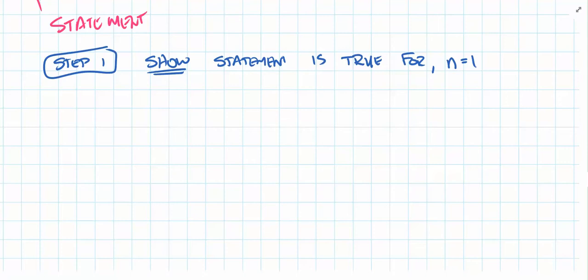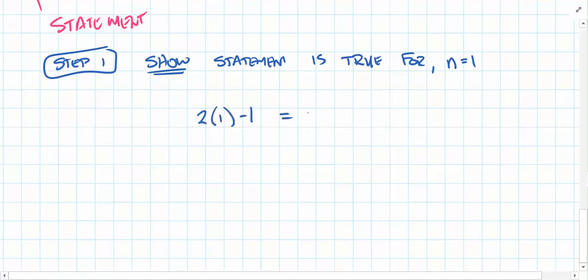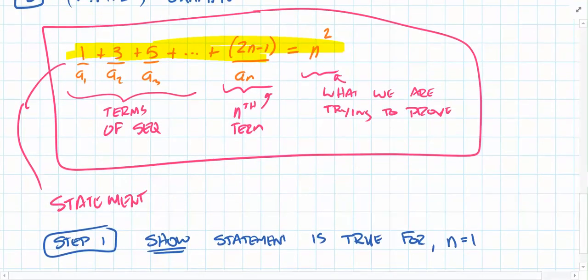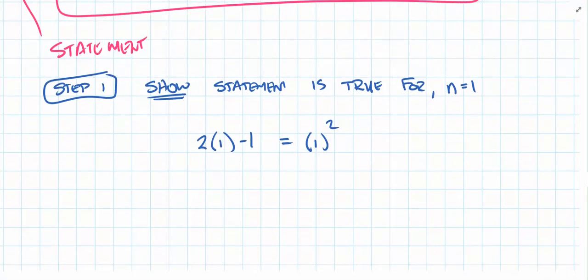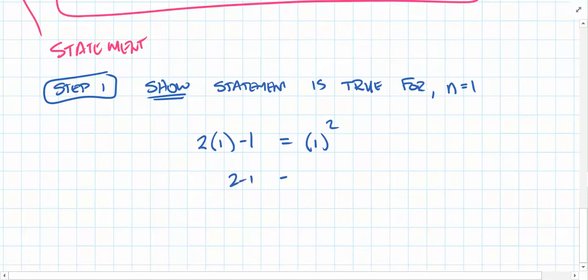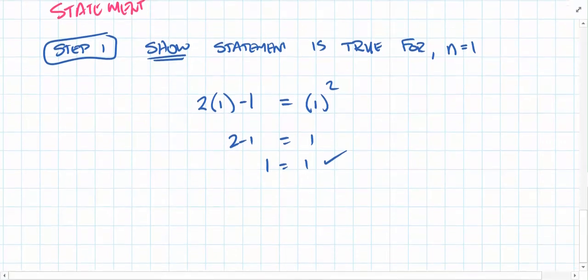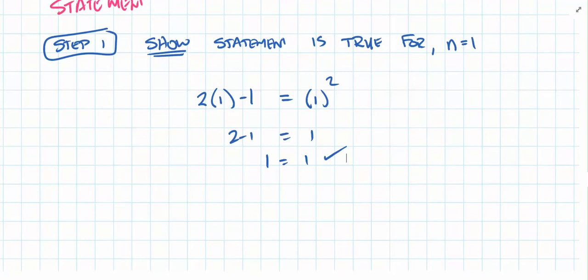So what do I mean by that? I mean this. 2 times 1 minus 1, is that the same thing as 1 squared? So do you see what I did? All I did was I plugged in a 1 for that one and for that one, for n equals 1. You guys cool with that? Good? So is this indeed true? Yep, check it out. 2 minus 1 is definitely equal to 1. Yep, 1 is equal to 1. Check. Step 1 is done. Step 1 is the easiest of all the steps. So step 1, show the statement is true for n equals 1.